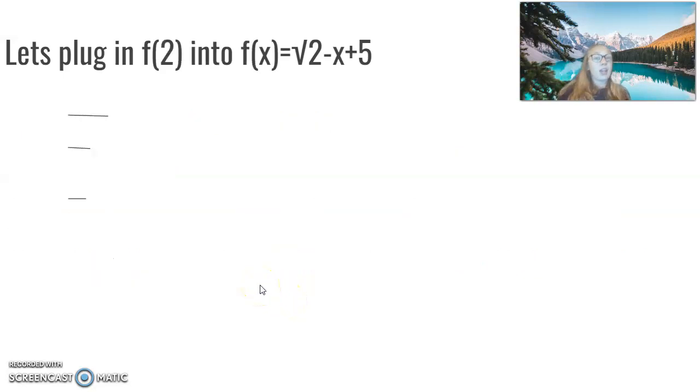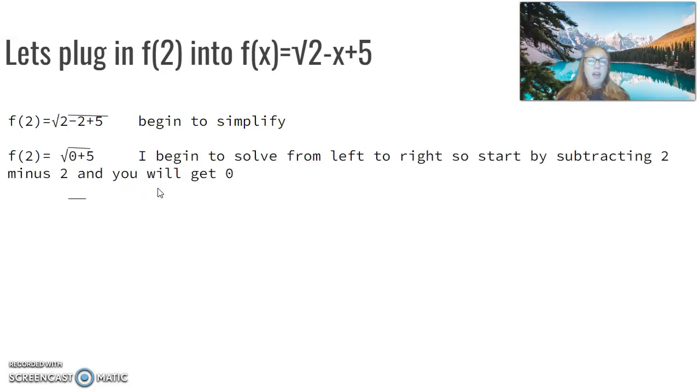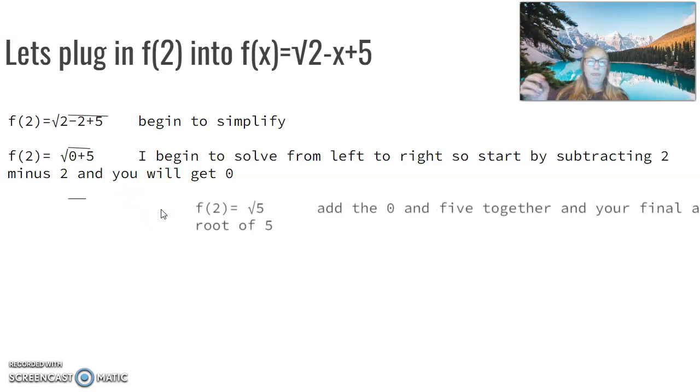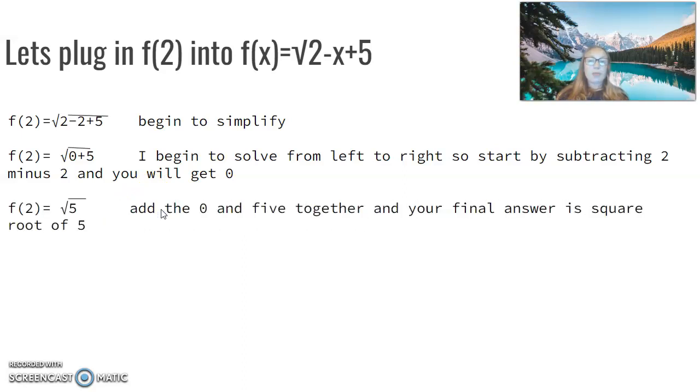So now let's plug in our 2 into the equation. Same thing, we can plug it in. So f(2) equals the square root of 2 minus 2 plus 5. I simplify this: f(2) equals the square root of 0 plus 5. I also, again, begin to solve from left to right. So start by subtracting 2 minus 2 and you will get 0. So then f(2) equals the square root of 5. Add the 0 and 5 together and your final answer is the square root of 5.